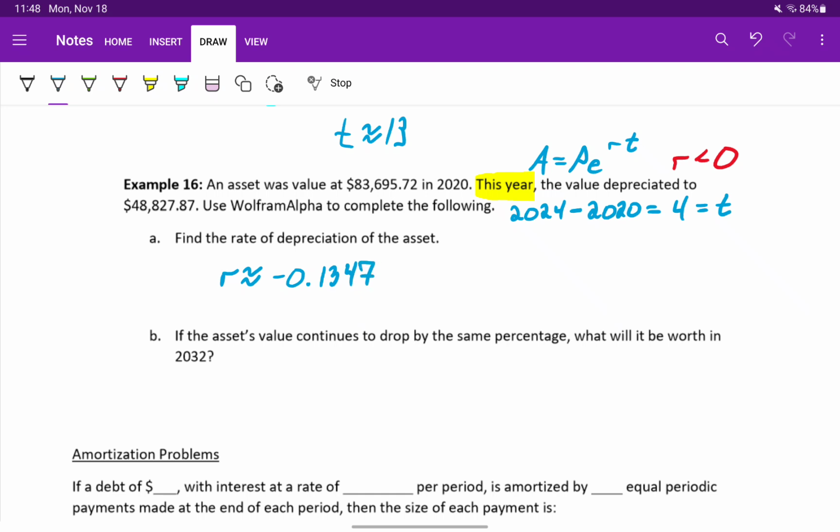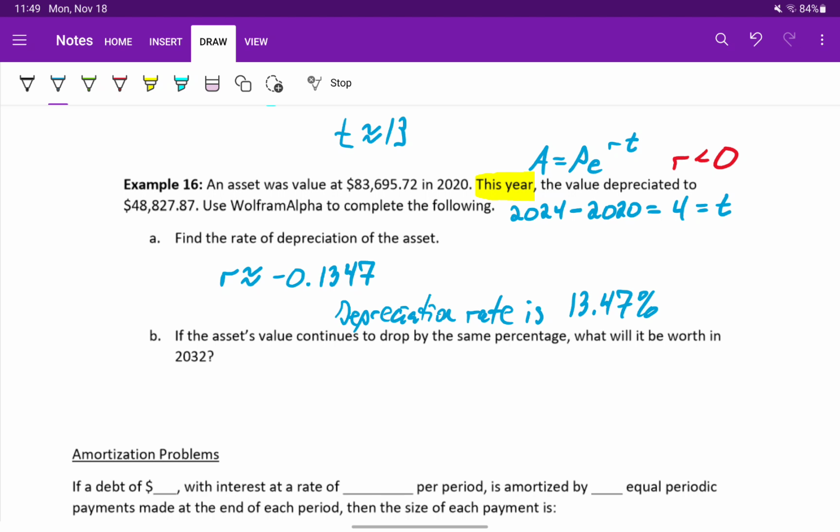0.1347. But in terms of actually reporting our depreciation rate, we would want to say that our depreciation rate is 13.47%. In that case, we drop the negative sign as we report that, because depreciation already implies the negative value for r.